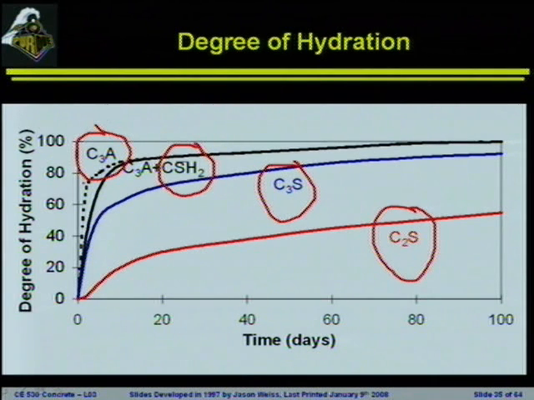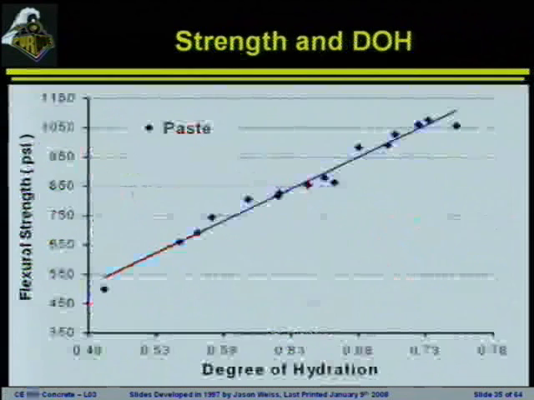So the dashed line here shows the C3A. The solid line shows the C3A plus the gypsum, which from a practical point of view is really much more of what we're interested in. It gives us time for the system to get out, get placed, and we can start working with it.